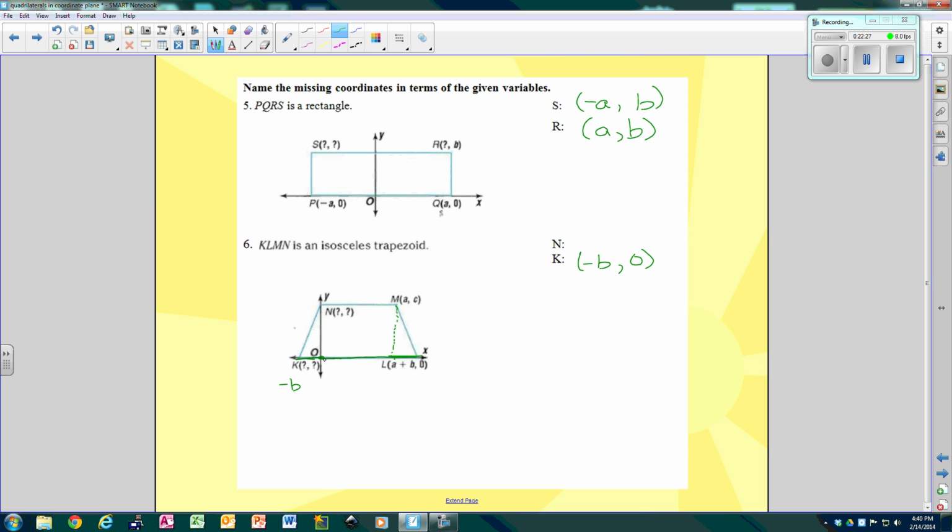Okay, same thing goes for point N. Since I didn't move anywhere and I'm on the y-axis, that means the x value is 0. But how far did I go up? We'll go up and look at the horizontal. What's the y value here?